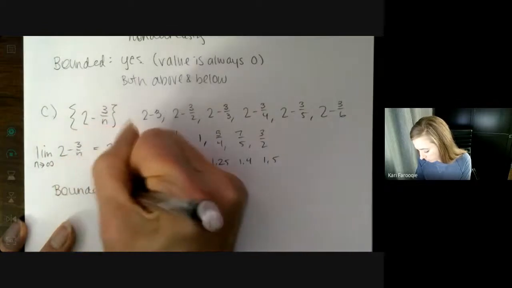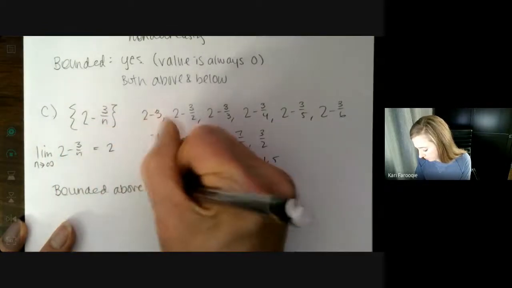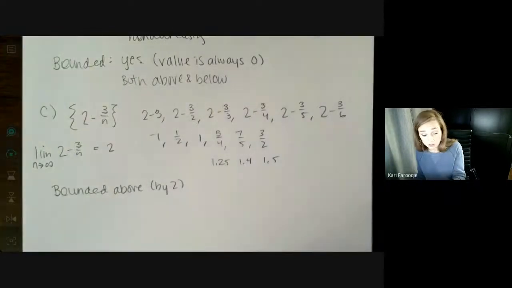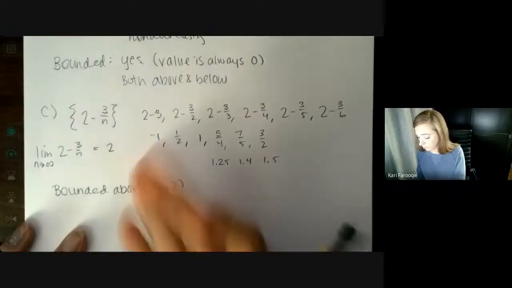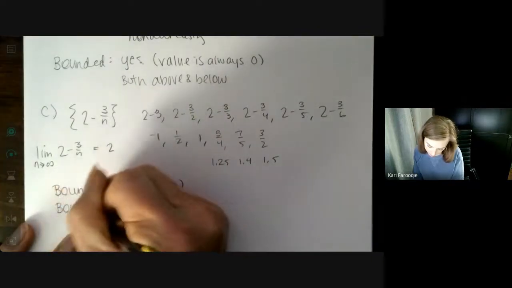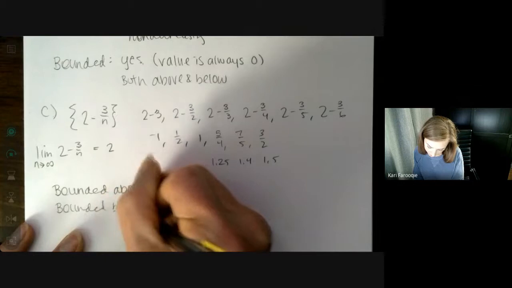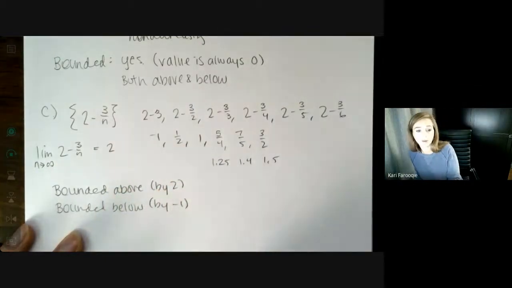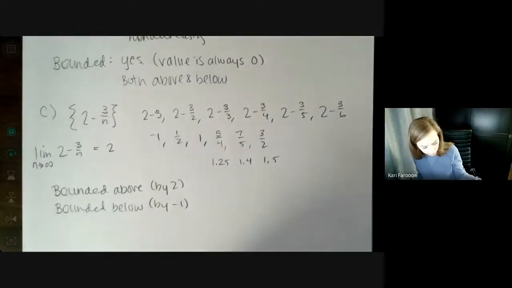So we would say it's bounded above by 2. And also we can conclude in this case that it's bounded below because you don't see any value that's less than -1. So we have that it's bounded both above and below. Sorry, I gave you 3 examples where we were always bounded above and below.